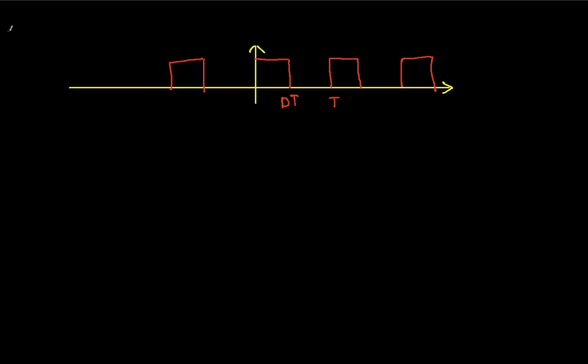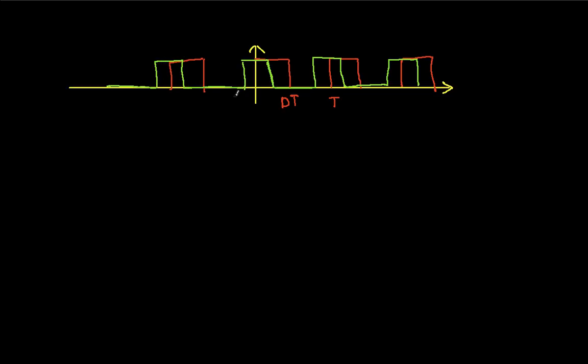Now, you can see the way this signal is drawn. This is not an even signal. It turns out if this signal is even, then its Fourier series coefficients would be entirely real. Now, we can draw what the even signal would look like by taking this guy and shifting it so that this pulse is centered at zero. Okay. And so you can see the guy that I've drawn here in green, this is an even signal.